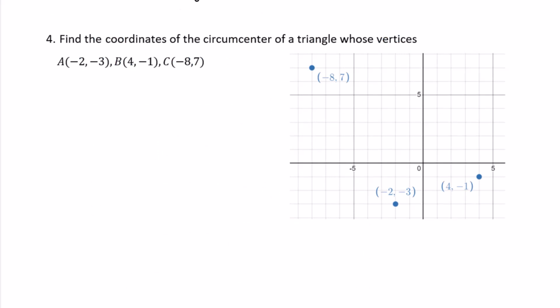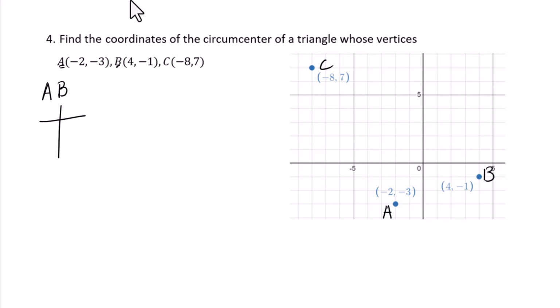Let's go to question 4. Find the coordinates of the circumcenter of a triangle whose vertices are A, B, C. This is A, this is B, this is C. We will try to figure out the equations of two perpendicular bisectors for this triangle. Their intersection will be the circumcenter of this triangle. I will use segment AB and segment BC.